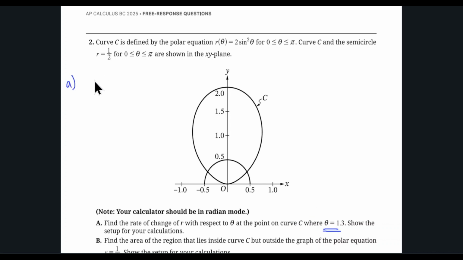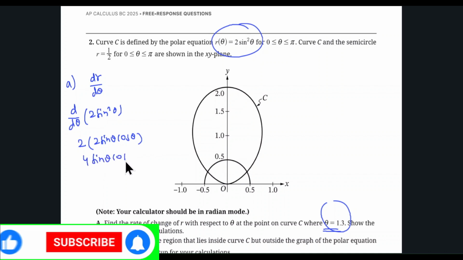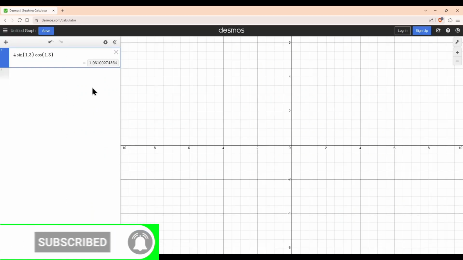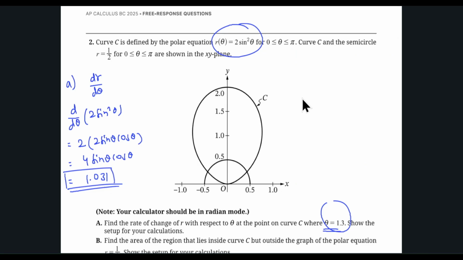That's pretty straightforward. So I'm looking for dr over d theta at theta equal to 1.3. All I have to do is differentiate this 2 sine square theta. So 2 is going to come out, and the derivative of sine square theta is 2 sine theta cos theta, and that's about it. So this will be 4 sine theta cos theta. I'm just going to plug in the value of theta as 1.3 in Desmos. That's going to come out as 1.031. Okay, let's move on to the next one.